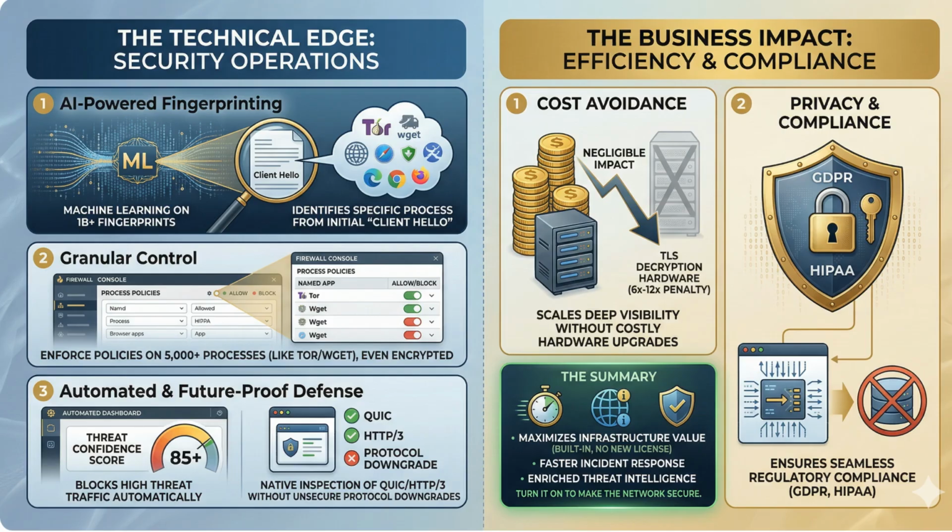The business impact: efficiency and compliance. From a business perspective, the outcomes are just as significant. First is cost avoidance. Full TLS decryption typically imposes a massive 6x to 12x performance penalty on hardware. EVE provides deep visibility with negligible impact, allowing you to scale without immediate, costly hardware upgrades.